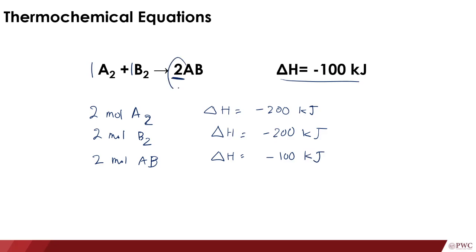So again, just look at the numbers in our thermochemical equation. Let's say we have 4 moles of AB. What do you think is the value of delta H in the reaction? Of course, 4 moles is double the amount of 2 moles, then we should also double the value of delta H. Therefore, for every 4 moles of AB, delta H is equal to negative 200 kilojoules.